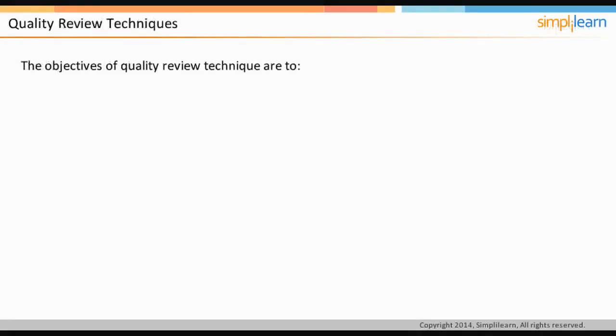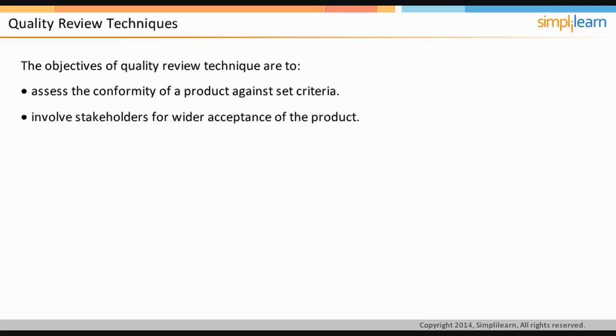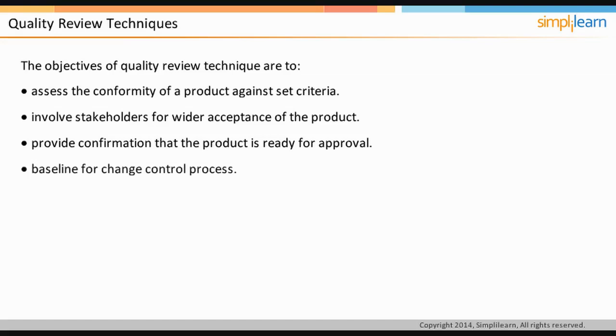The objectives of the quality review technique are to assess the conformity of a product against set criteria. This takes the form of a document or similar item. Other objectives of this technique are to involve stakeholders for wider acceptance of the product and provide confirmation that the product is ready for approval. For example, a presentation or test results are assessed against set criteria, and key interested parties are involved while checking the product's quality and promoting wider acceptance of the product. This technique also helps baseline the product for the change control process.